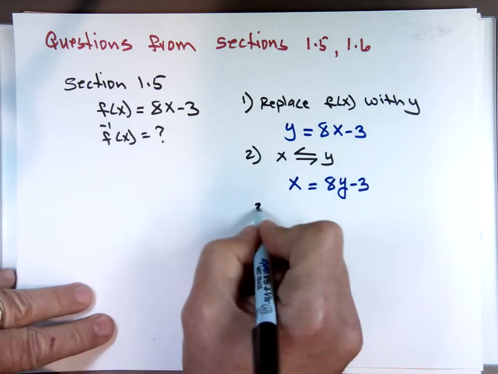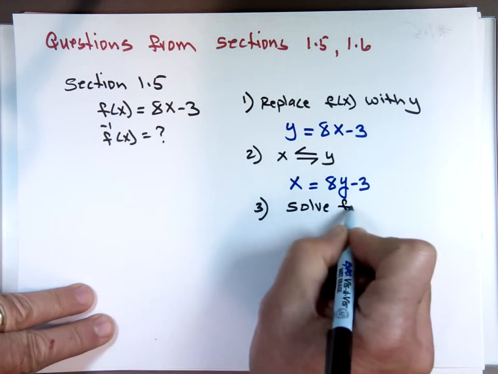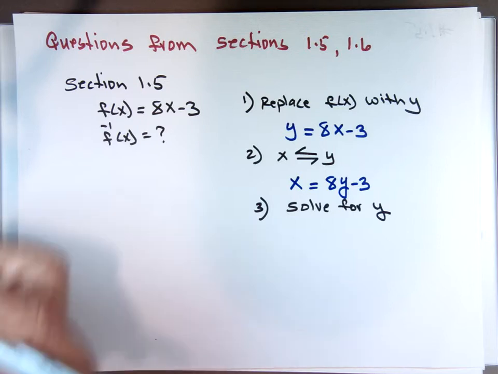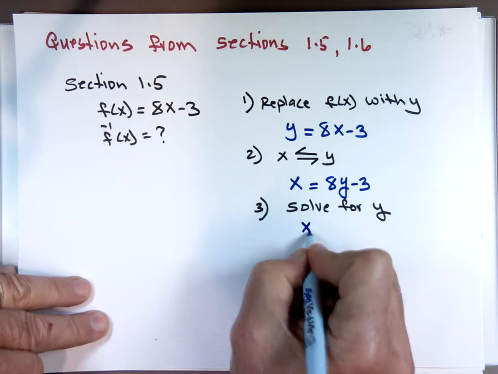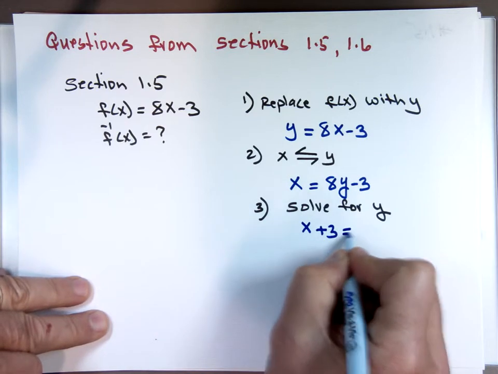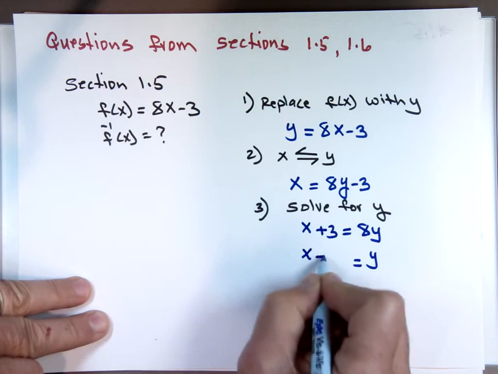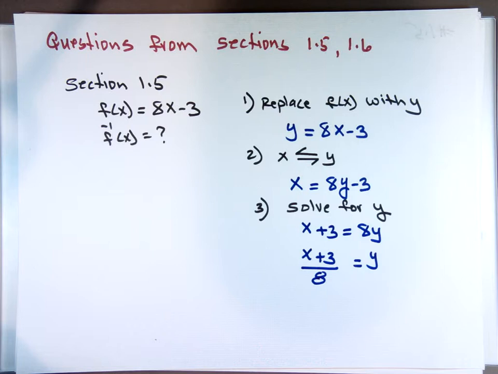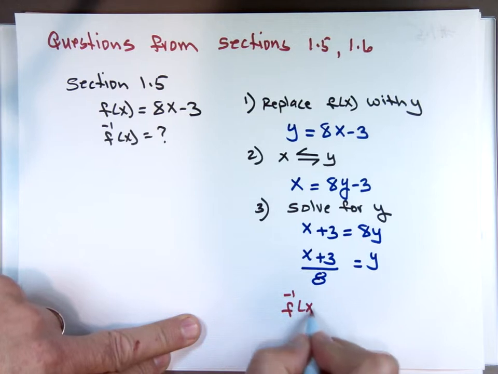And what's step number 3? Solve for y. These are the 3 steps of finding the inverse. Solve for y. X plus 3 equals what? 8y. What's y equal to? X plus 3 over 8. And that's your inverse function. This is your f of negative 1 of x.